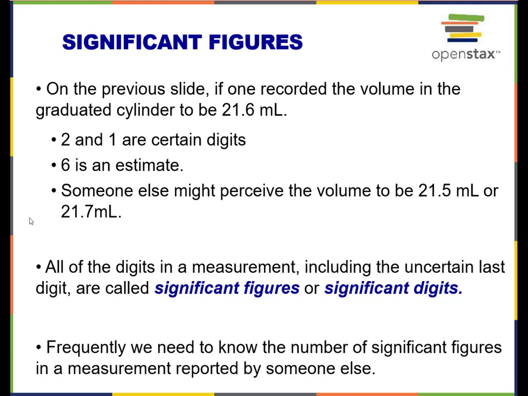Okay, so again, in this measurement, the 2 and the 1, 21.6, those are certain because I can look at there and say it's not 20, and it's even higher than 21. I can see those markings, but it's not quite 22. So I'm making a guess at that one in between 21 and 22. So 2 and 1 are certain, and 6 is an estimate.